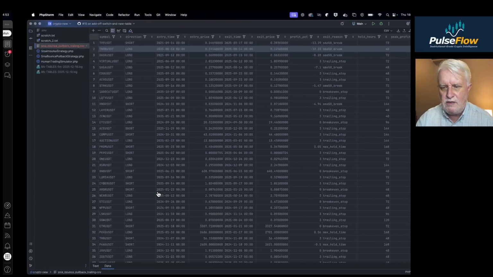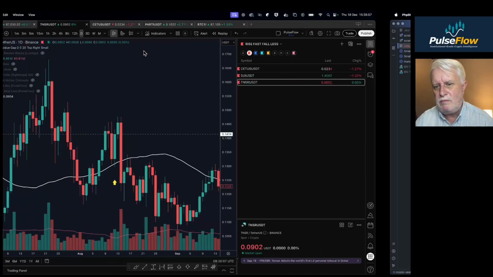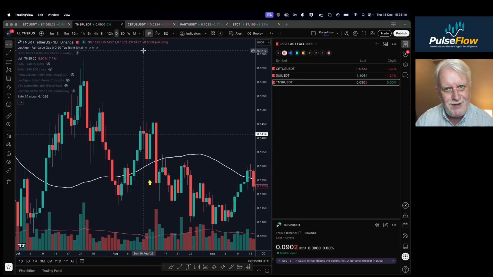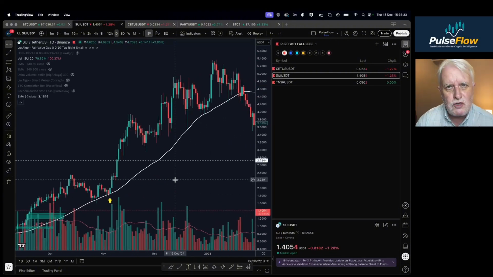A winning trade was SUI, 5th of November 2024. If you're from the UK, that's bonfire night, right? Here we go. Rising volume, bounce up, and a beautiful trade. Really good profit. So it works very well and it sometimes loses, but what are the results?